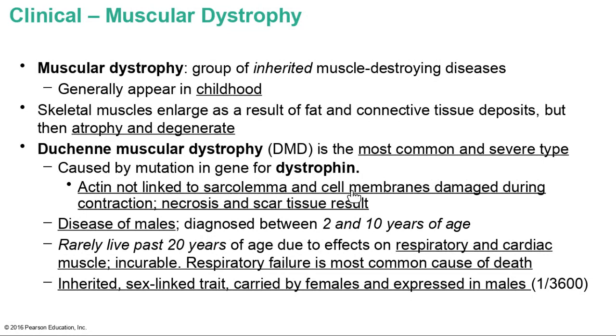Okay? So what ends up happening, because this structure is faulty, the cell membrane is actually going to start to get destroyed whenever we do contraction, or attempt to do contraction. And again, remember, this is happening at 1-2 years old, okay, and the child is attempting to move. So every time they attempt to move, because of this faulty structure, it's actually going to end up destroying the cell membranes of the muscle cells.